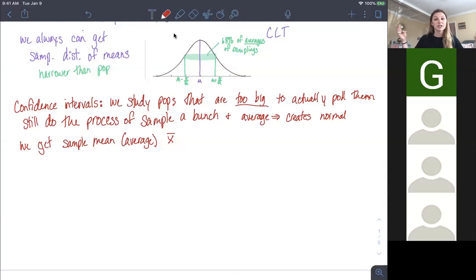Or do I want to give myself a little bit more leeway and be more sure that I'm actually capturing the population mean? And the reason that we do that is then just how many standard deviations away? How close, how far do you want to be from that mean?